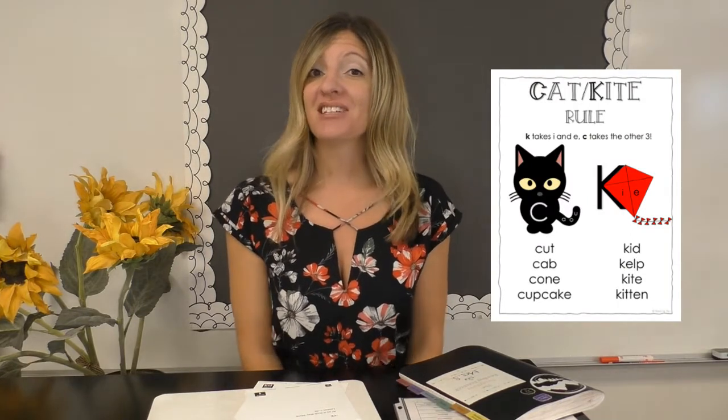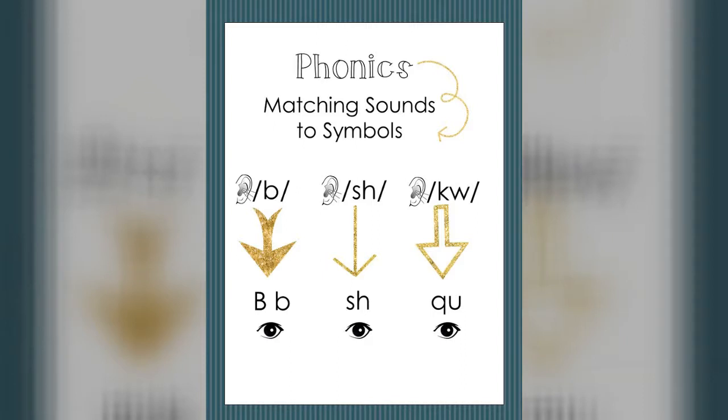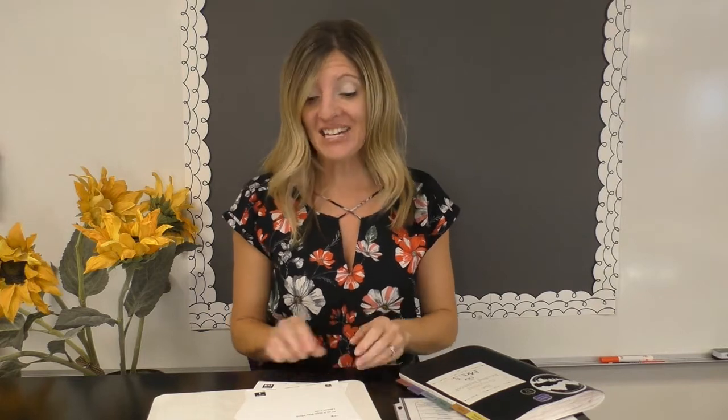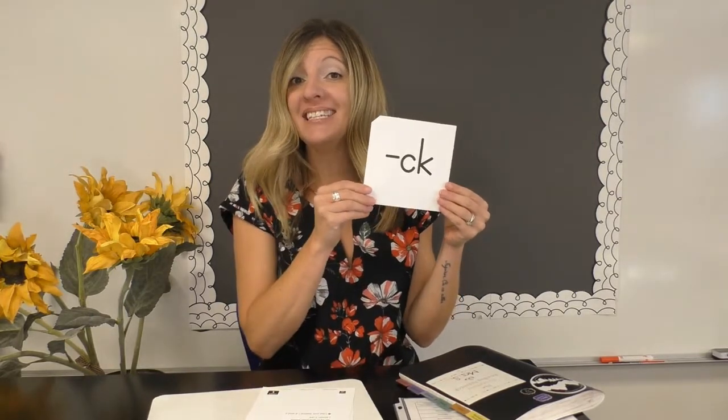Today's lesson is the cat-kite spelling rule. We know that phonics is all about matching sounds to letters. But what happens when a sound matches to more than one letter? Today we're going to talk about the k sound. And I know that when I hear the k sound, I can either use a C, a K, or a CK. So how do I know which one to use?